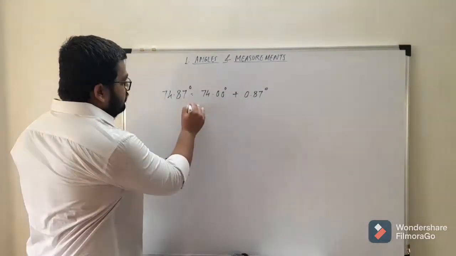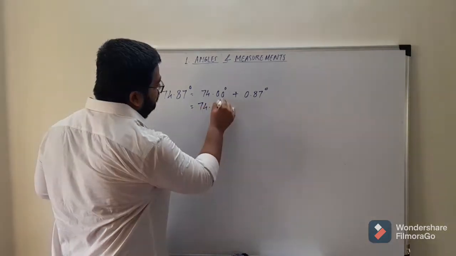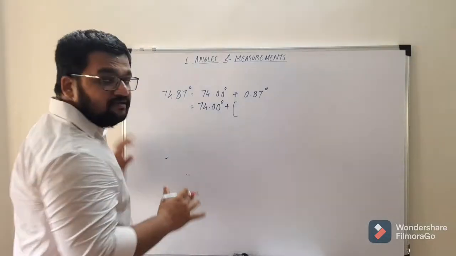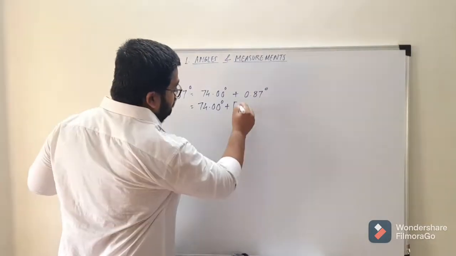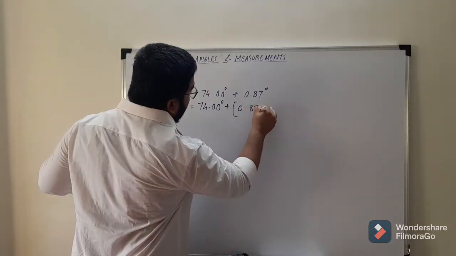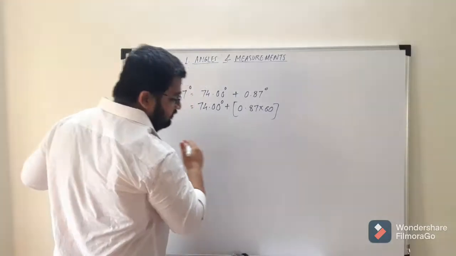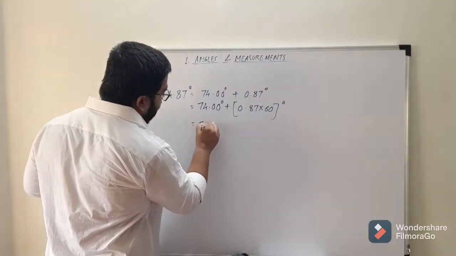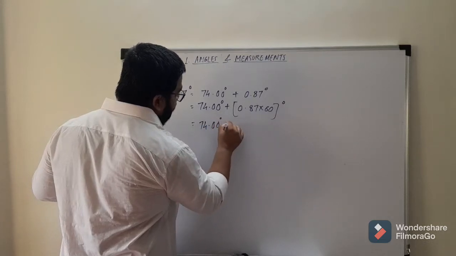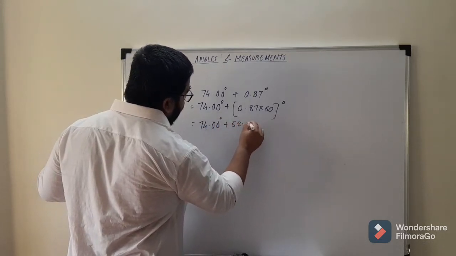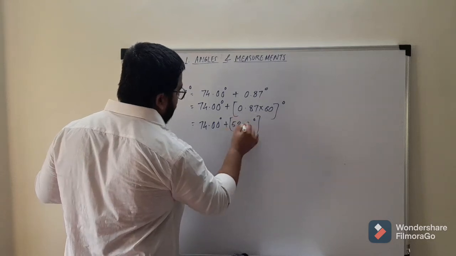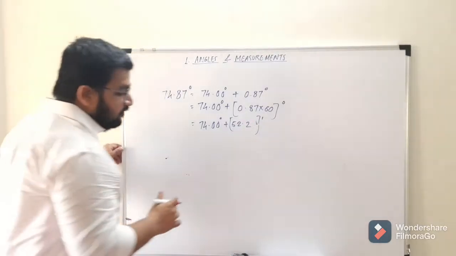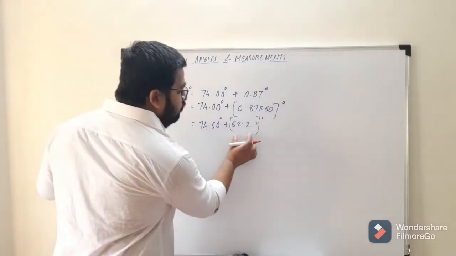So what we will do here? 74.00 will remain as it is, plus we'll multiply this by 60. So 0.87 into 60 will be 52.2. So 74.00 degrees plus 52.2, sorry, these are minutes. Minute is denoted like this, a single inverted comma. So this is 74 degrees 52.2 minutes.